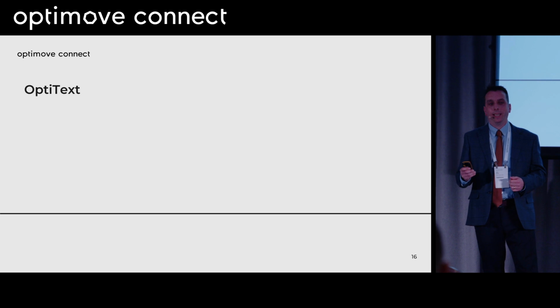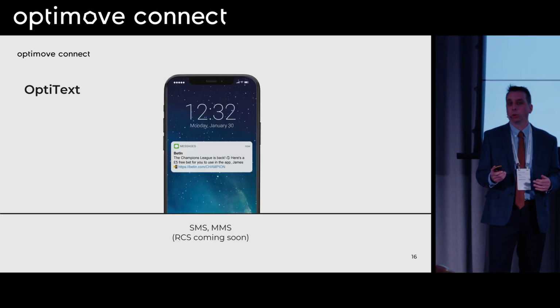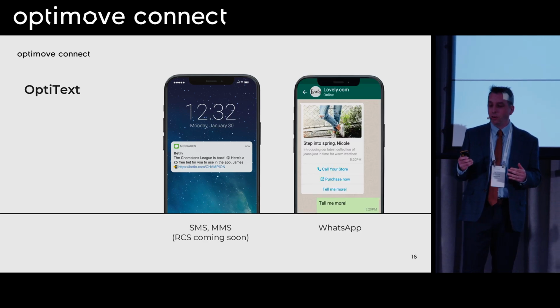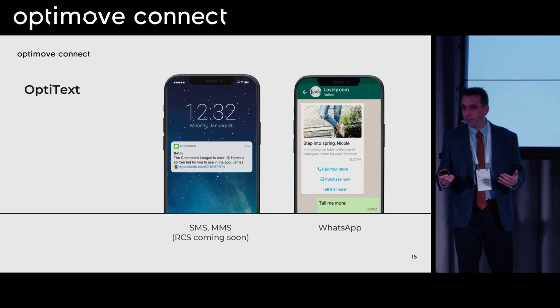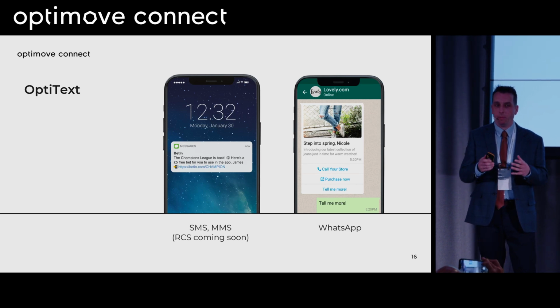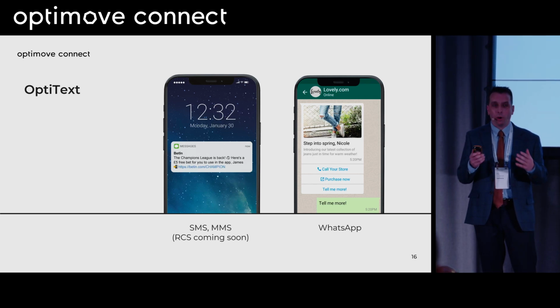We have our OptiText, our text-based channels. So SMS, MMS, and we will soon have full RCS support within this channel, and WhatsApp. This is our conversational-based channel as well. When we talk about mobile, we're not necessarily just talking about native app-based messaging. It's a huge part of what we do. It's where we started, but we have more than that.